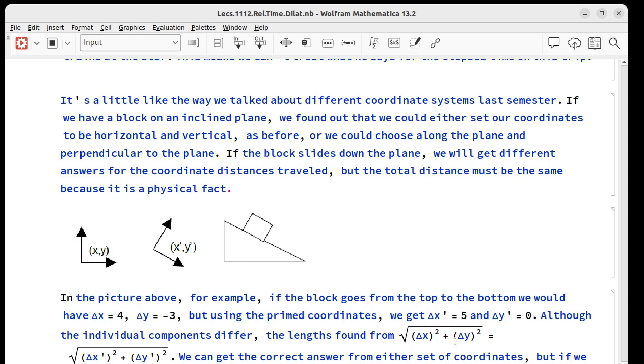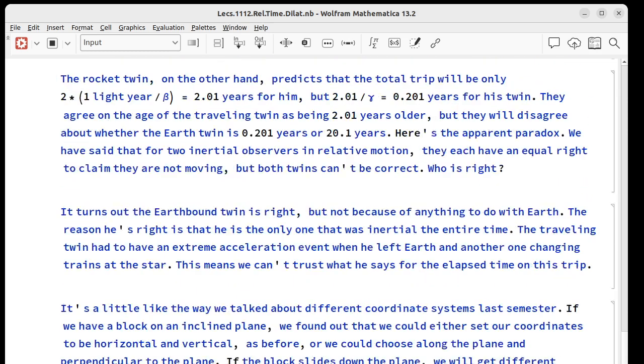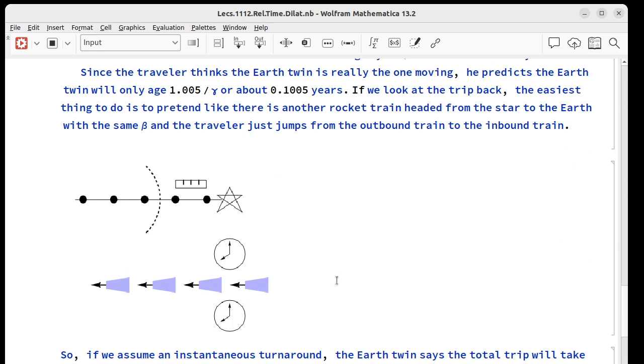Now, what we can't do is say, well, all right, let's take delta x and delta y prime and combine those. If we do that, we'll get garbage, and that's what this twin is doing when he predicts the Earth twin is only 0.2 years older.